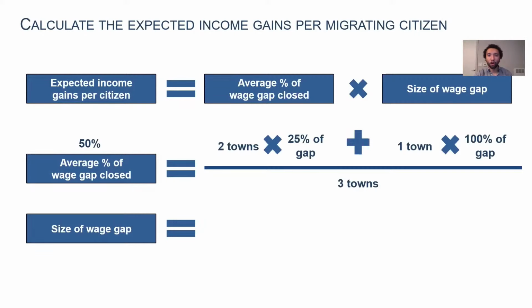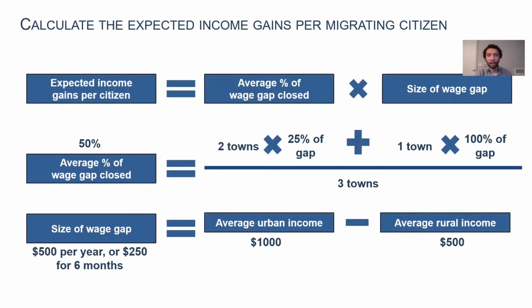Given we know that urban annual incomes are $1,000 on average, and rural incomes are $500, we know that the wage gap is $500 for a year, or $250 for the 6-month period of migration. If we use our assumption that the migrants will cover 50% of the income gap, then we get an expected value of an income increase of $125 per person over the migration period.